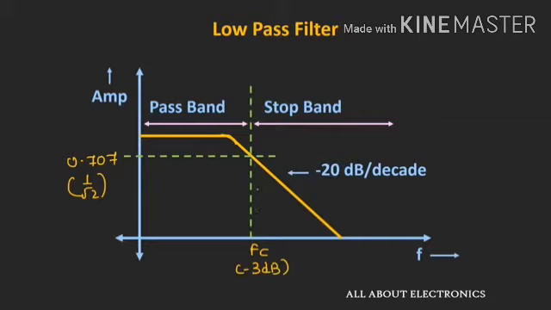After this cutoff frequency, the output will reduce at the rate of minus 20 dB per decade. That means if you increase the frequency by a 10-fold, then the output will reduce by a factor of 10. This cutoff frequency Fc can be given by this equation, that is 1 over 2 pi RC. Now let us derive the expression for this cutoff frequency for the first order low pass filter.